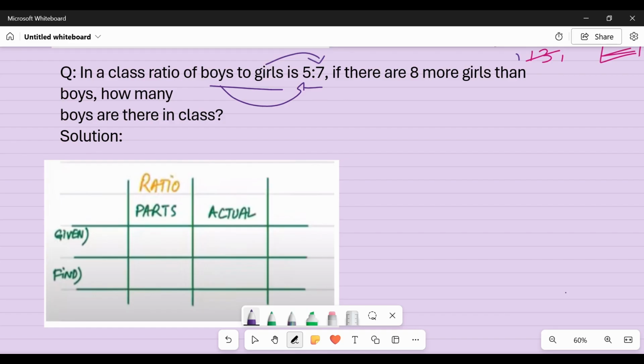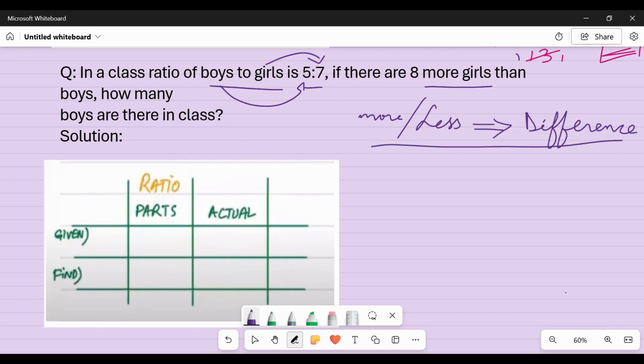Okay, if it's written more or less, it means they're talking about difference. Whenever these terms more or less come in the question, it doesn't mean like 8 girls. It means they're talking about difference. Okay, so keep this in your mind. Okay, now let's solve this chart, right?